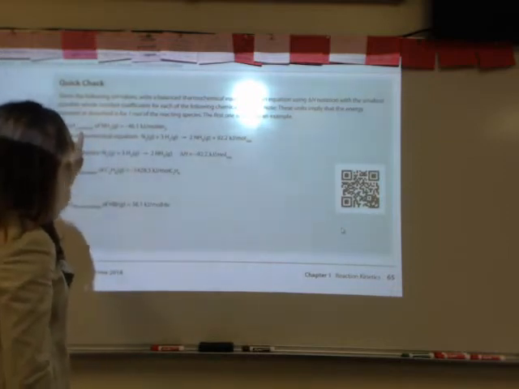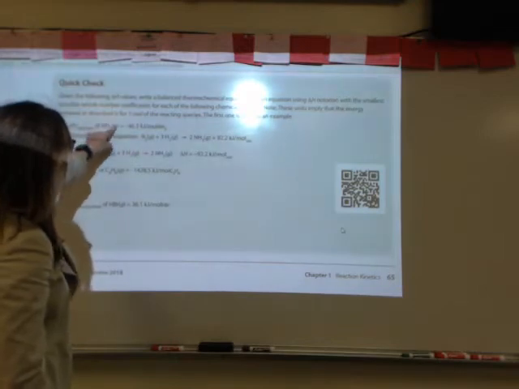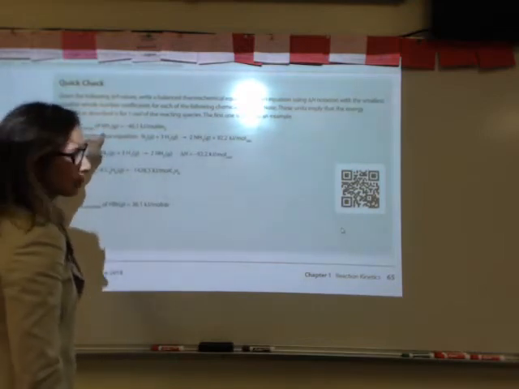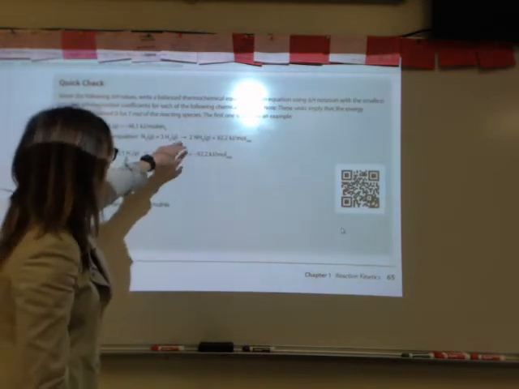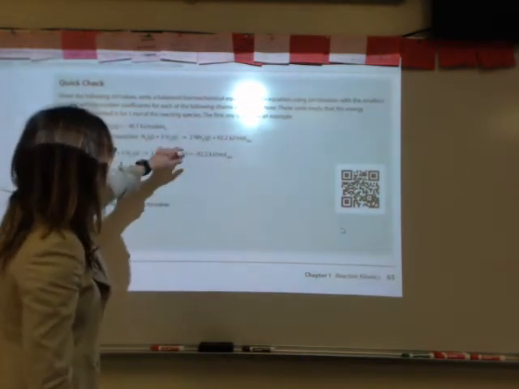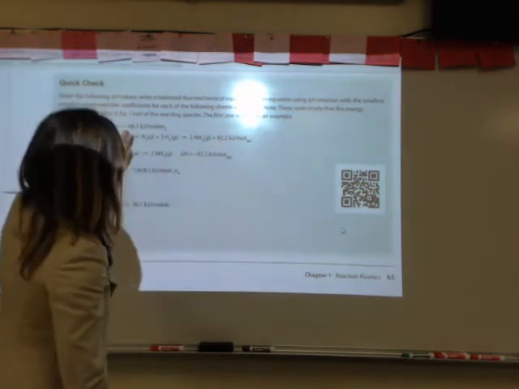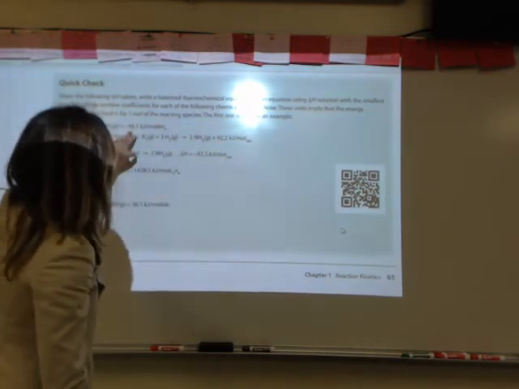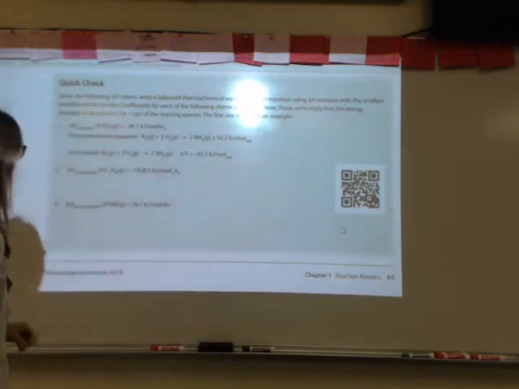So here they said we're going to have the delta H synthesis of NH3, meaning we're synthesizing NH3, we are making it in a synthesis reaction. You have N2 combining with H2 to give you NH3, you balance it, and the reason that this is 92.2 rather than 46.1 is because you have a coefficient of 2 in front of the NH3, okay?